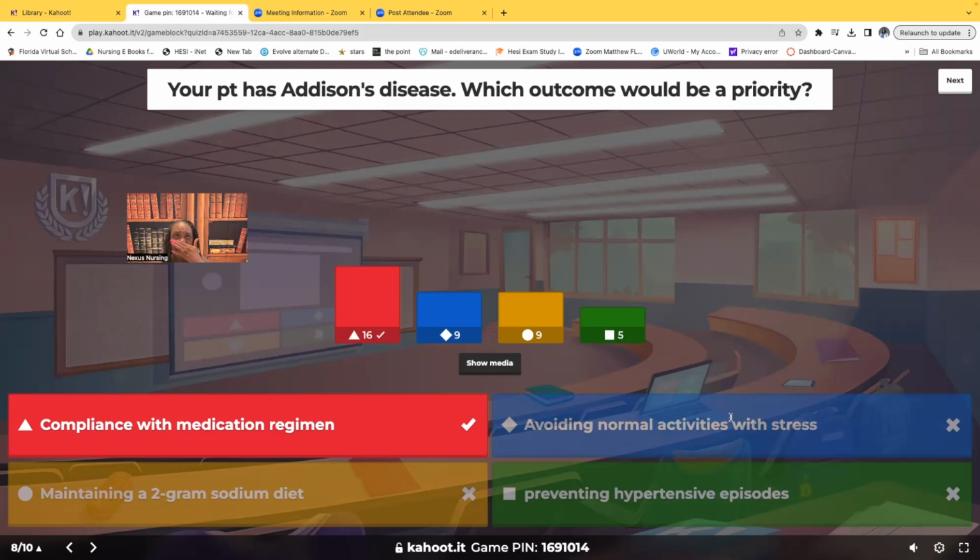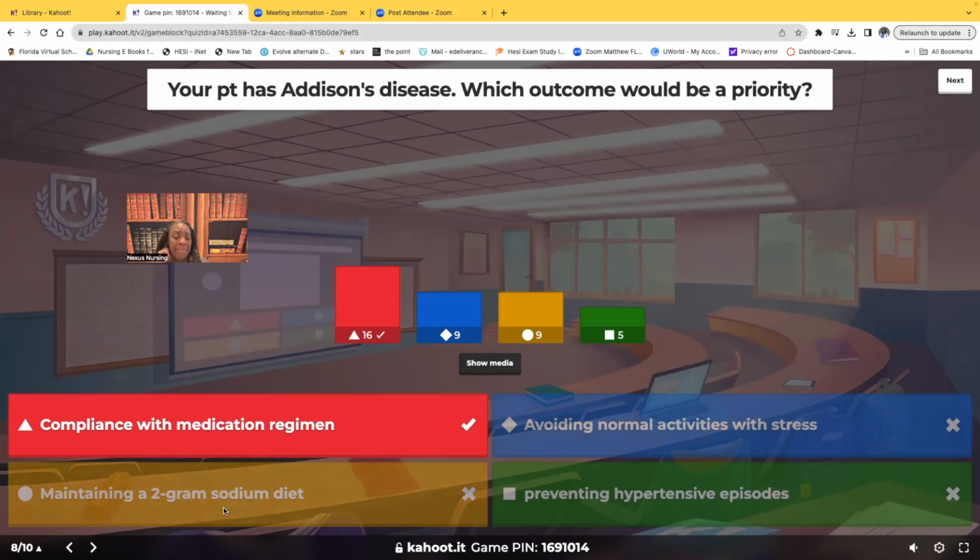If that patient has Addison's disease and they're a student, you're going to tell them to drop out because guess what? Every quiz is going to be stressful. Every exam is going to be stressful. If that person's engaged to get married, are you going to tell them to drop the fiance? Because guess what? There are going to be times in the marriage where you're going to be stressed. You're going to be stressed planning for the wedding. So this word normal, that is what should have clued you in to say, I'm not going to teach them to avoid normal activities with stress.